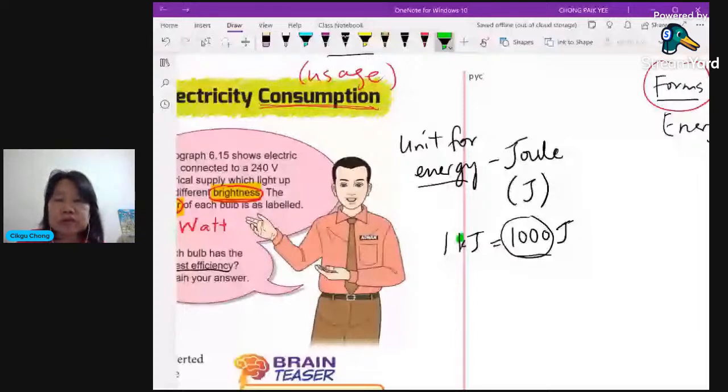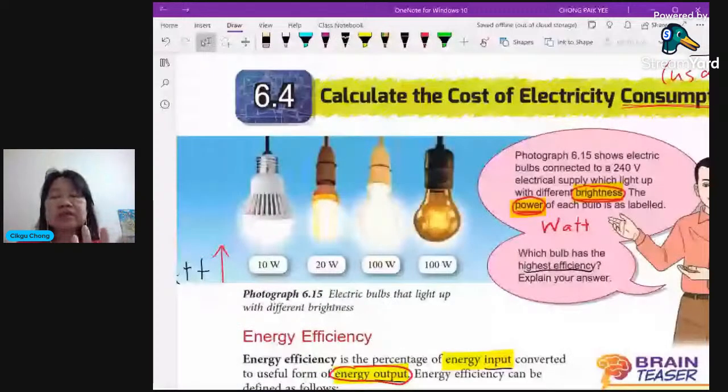So now look at the job or work. Work is called energy, the ability to do work. So energy is calculated in the form of joules. So you see, if I switch on the bulb, you see the bulbs here. There are four different types of bulbs here. If I give electricity to the bulb, it is going to use that joule and convert it into light.